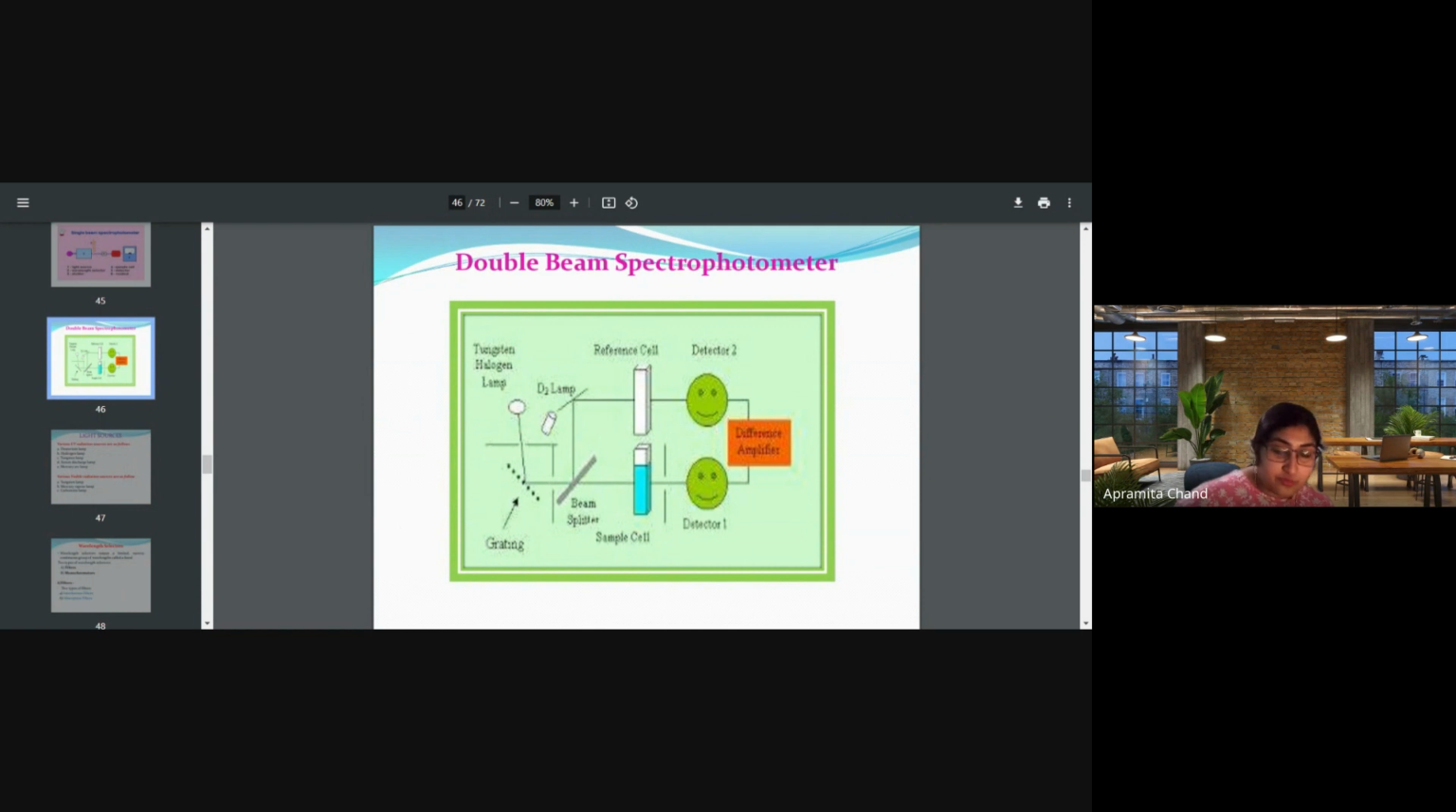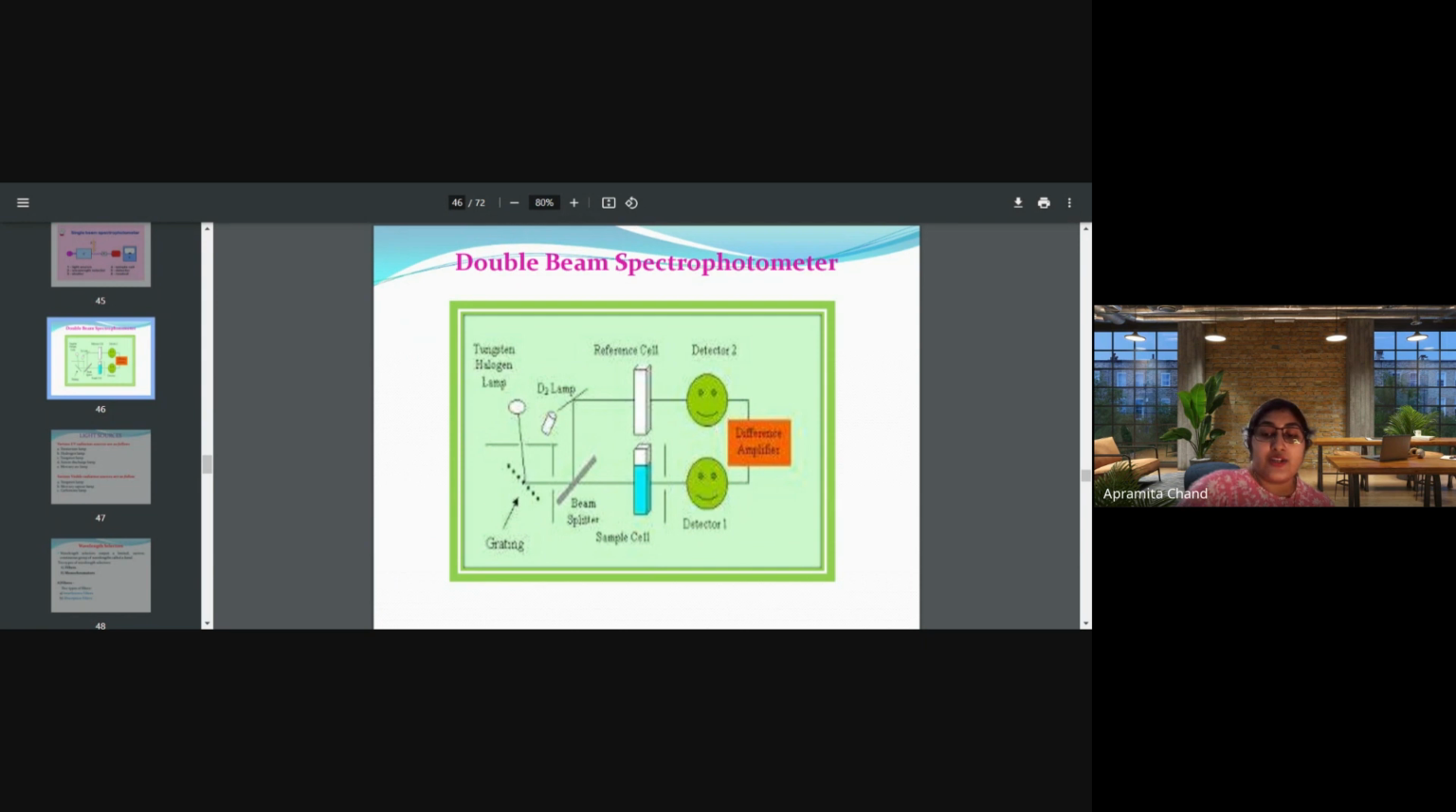So in the double beam spectrophotometer, what is happening is you have two kinds of cells, the reference cell and a sample cell. The light is passing through the reference cell as well as the sample cell. So you are placing two kinds of cell in the compartment. In fact, this is a design that is used in traditional spectrophotometers of today. So here the detector is used to detect the signal from the reference cell. The signal will also be detected from the sample cell. Finally, the difference between the signals will be amplified. So here you're getting a more accurate result because you're doing a baseline correction.